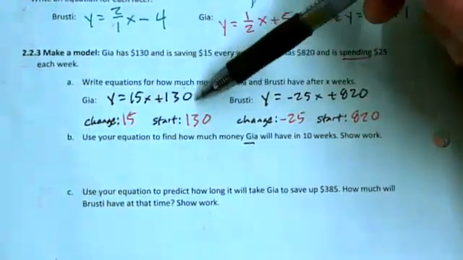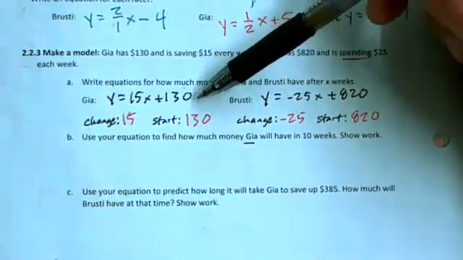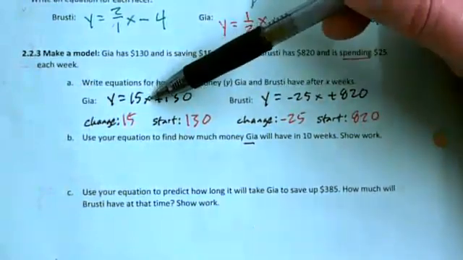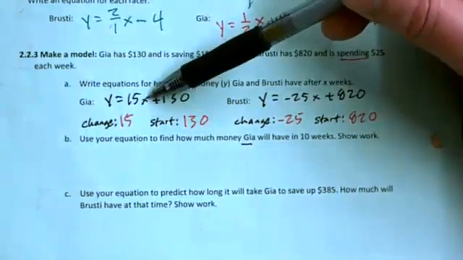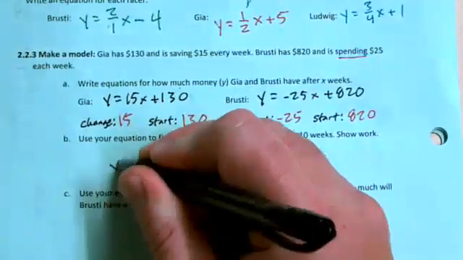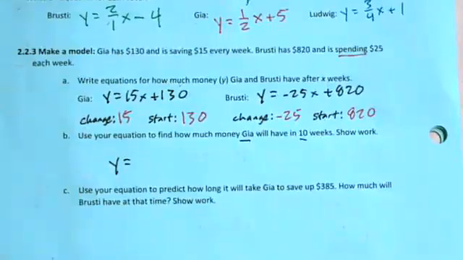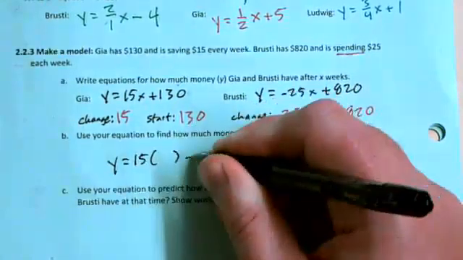This equation is going to allow us to predict how much money Gia's got at any point in time. If you wanted to know how much money she'd have in 15 weeks, we put a 15 in here for x. If you want to know how much money she had in 1 year, that's 52 weeks, we put a 52 in for x. So it's asking us to do 10 weeks. So I'm just going to rewrite this equation. Folks, if you didn't do this, could you please write this down right now? y equals 15x plus 130.